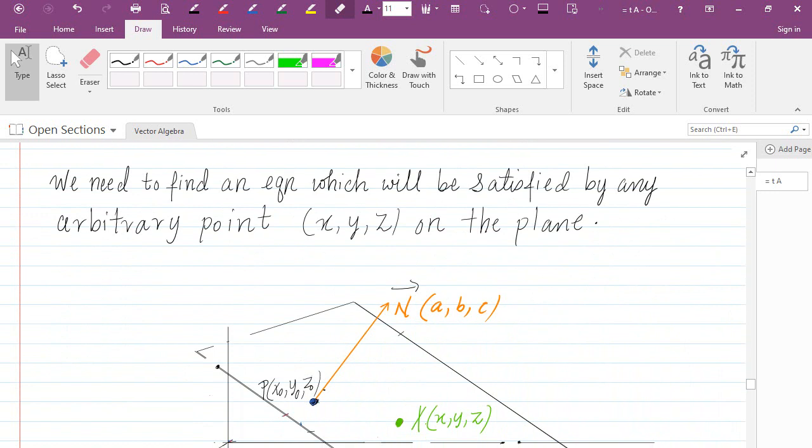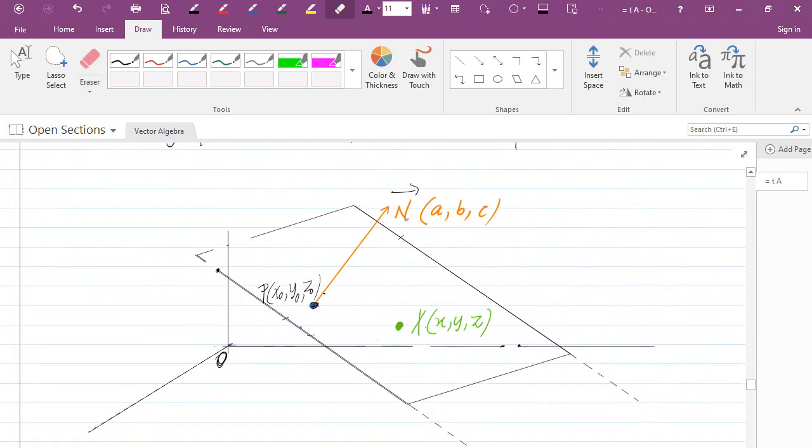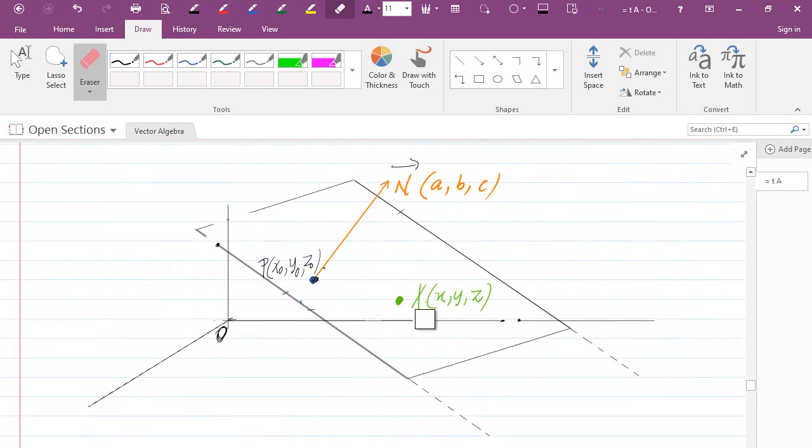So we need to find an equation which will be satisfied by any arbitrary point x, y, z on the plane. So let's pick an arbitrary point x, y, z, which I'm labeling as capital X. I need to find an equation that will be satisfied by this point capital X, or the point x, y, z.